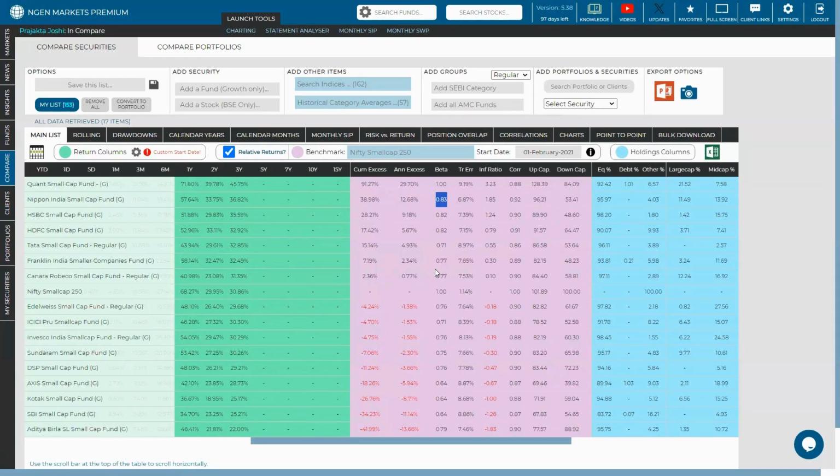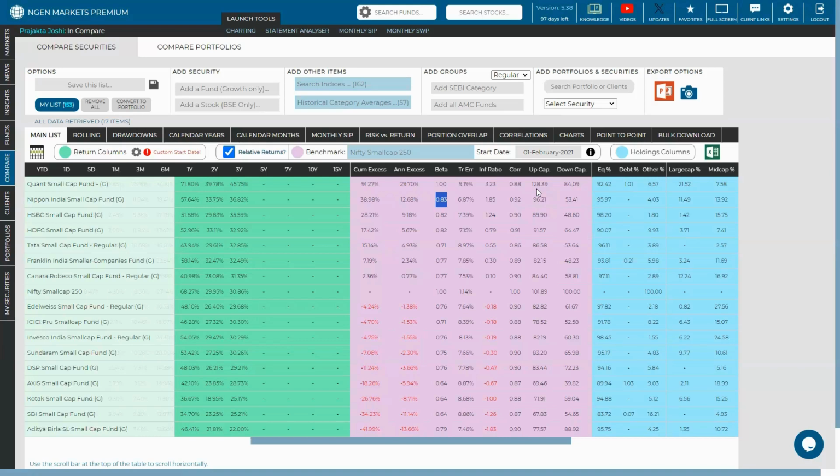Once we are done with beta as a parameter, let's now come across the up capture and down capture ratios, and let's see how we can use this to actually screen mutual funds, right? In this case, you will see these up capture and down capture ratios right here in the relative columns. Because they are appearing here, it's fairly obvious that they can be calculated only when we have a benchmark as a yardstick. Let's first understand what the up capture and down capture ratio mean.